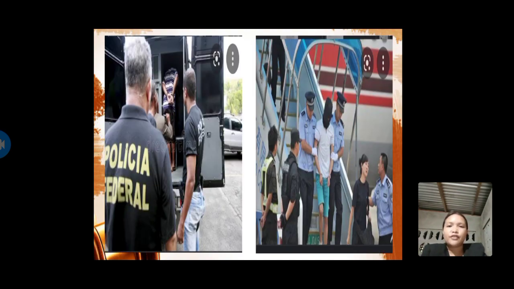So I have pictures here that I got from the internet. I know this is not from the Philippines, but from another country, but that is one example of transfer of prisoners.